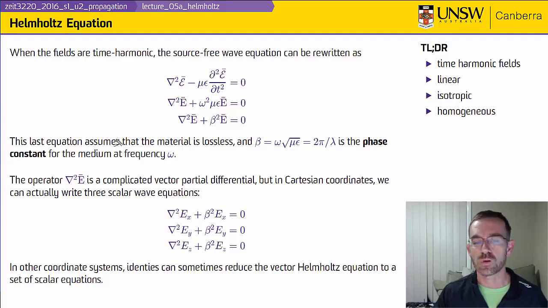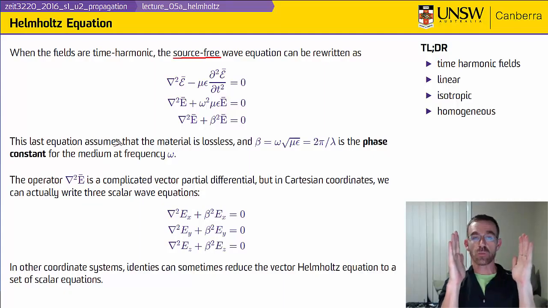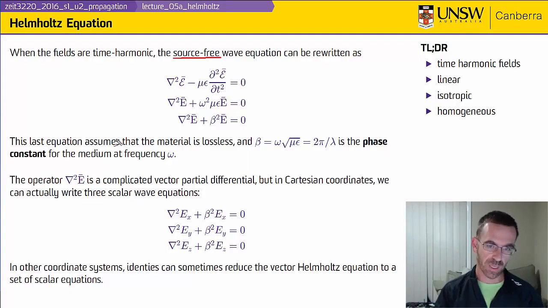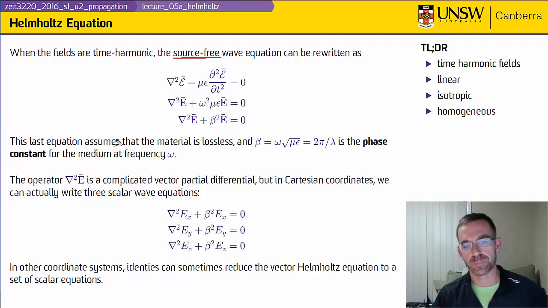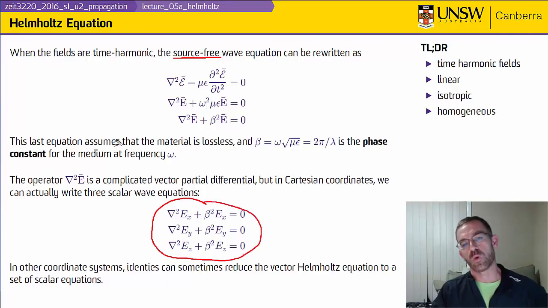One thing I didn't emphasize: we are working in the source-free case, so we're assuming that there are no sources in this particular region of space. The sources are somewhere else. I have to have currents and charges somewhere. But in the particular region of space that I'm analyzing, we're going to assume that it's source-free. And so this set of equations is the set that I'm going to need to solve when I'm dealing with the Helmholtz equation.